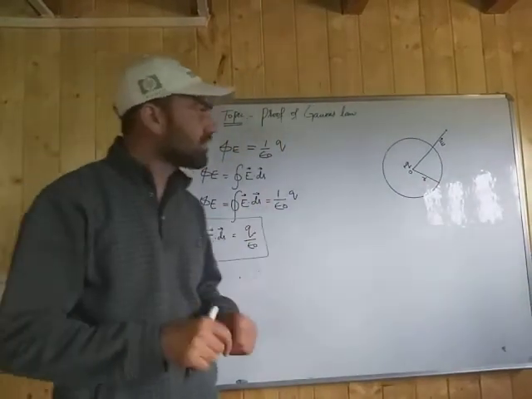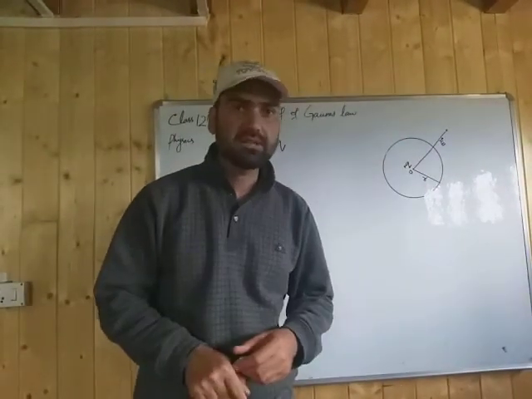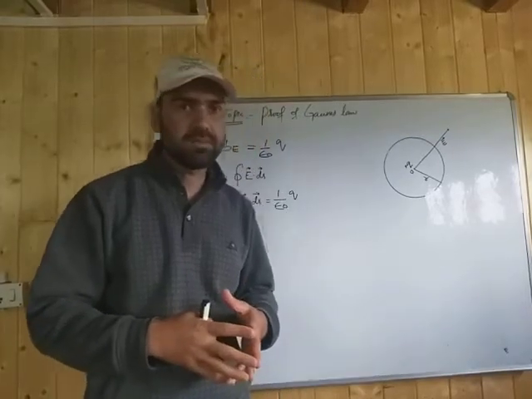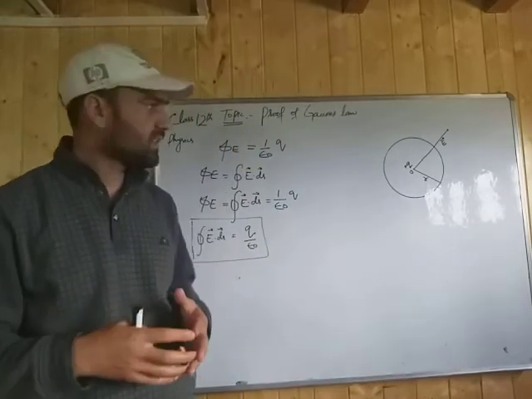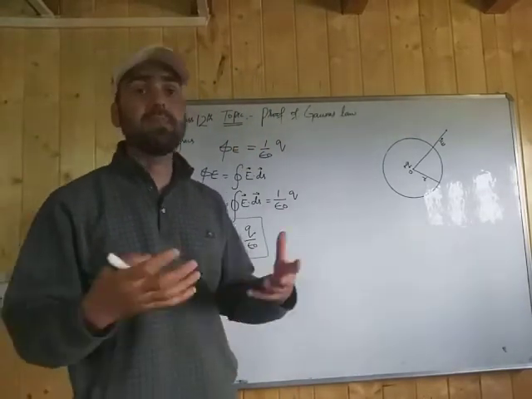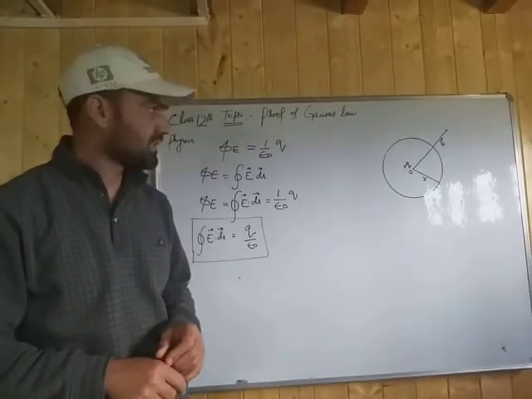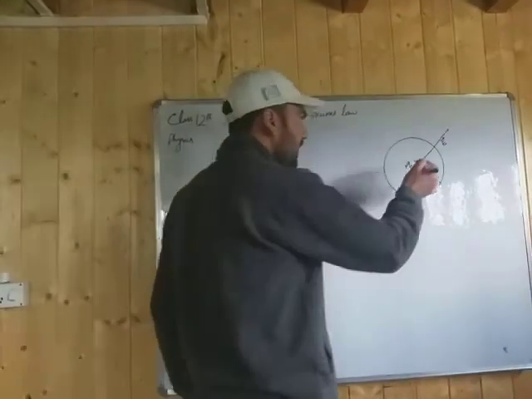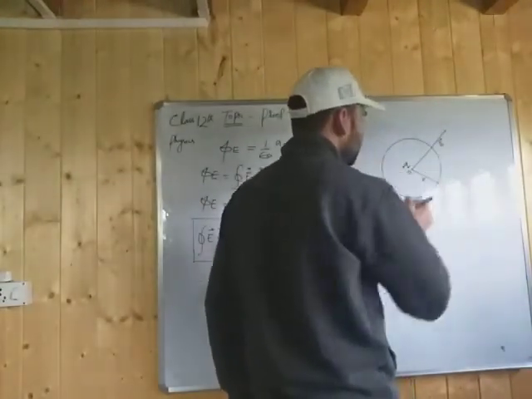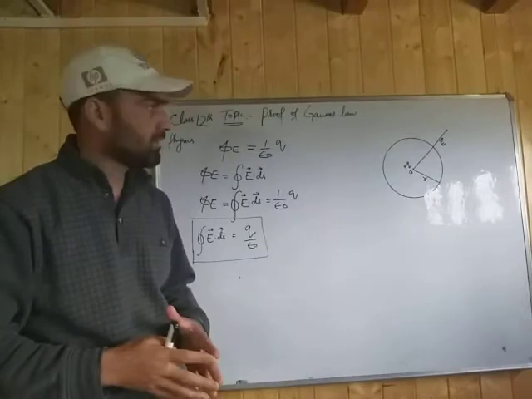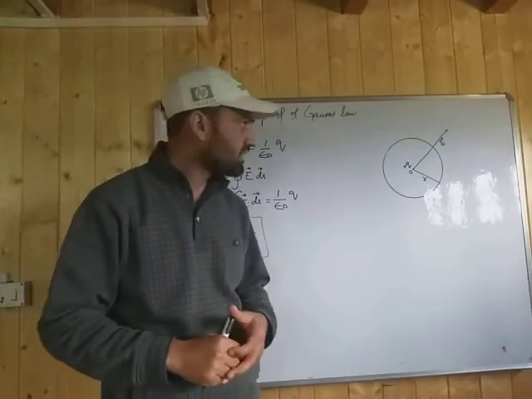Now, when we draw a sphere of radius r, it becomes a Gaussian surface. You should know what a Gaussian surface is. A Gaussian surface is an imaginary surface. It has no real physical existence. So what did we do here? We drew a sphere of radius r, so that it becomes a Gaussian surface. Now it's a closed surface.